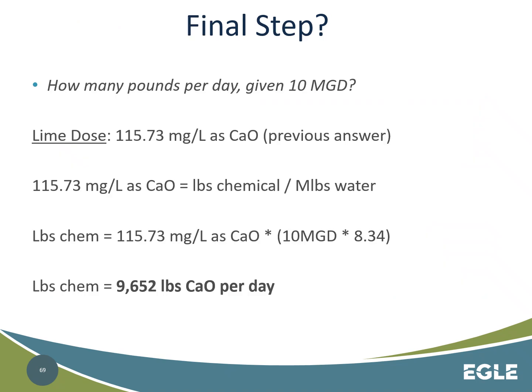Another very common question is how much lime in pounds is used in a day given a certain flow rate. Let's use the example we just went through. We know our lime dose is 115.73 milligrams per liter as quicklime. Our problem statement asks us how many pounds per day given a water flow rate of 10 million gallons per day. We know the pounds formula from all of our other chemical feed calculations, and we can use that here. We use our concentration times our flow rate of 10 mgd times our factor of 8.34 to get 9,652 pounds of quicklime per day.